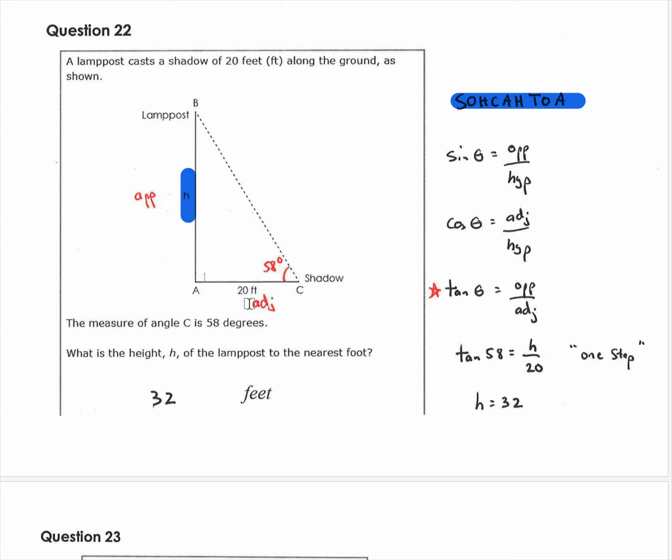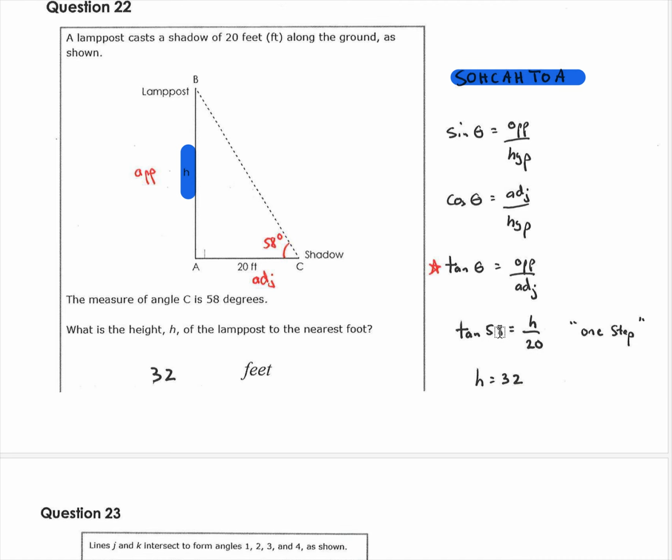If I want opposite and I have adjacent, ding, ding, ding, that means use tangent. So tangent of 58 is opposite over adjacent. This is just one-step algebra, multiply by 20 and get 32.